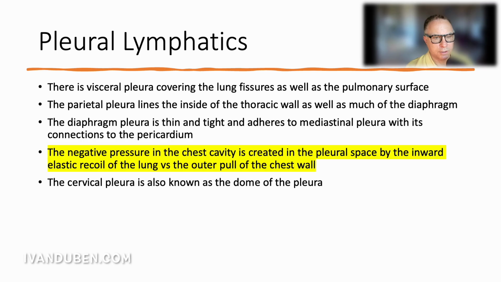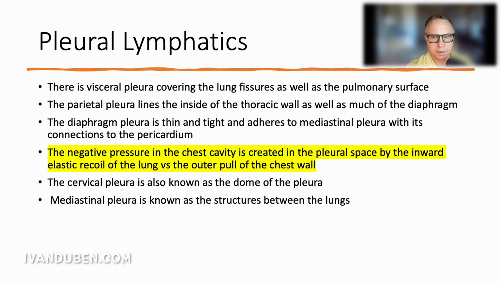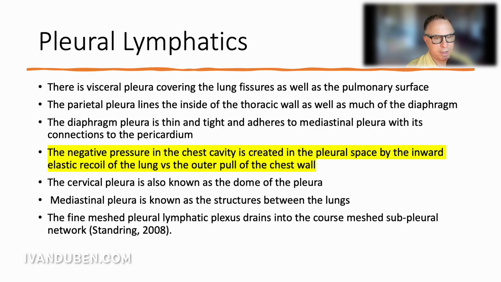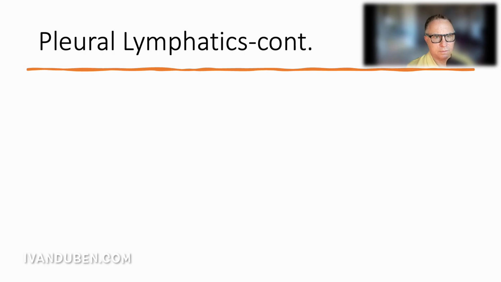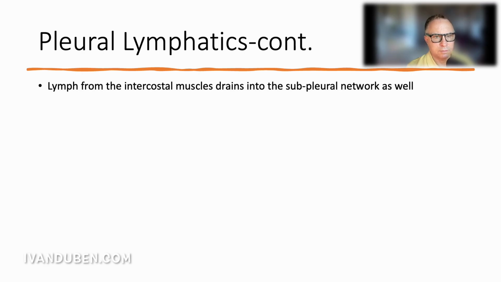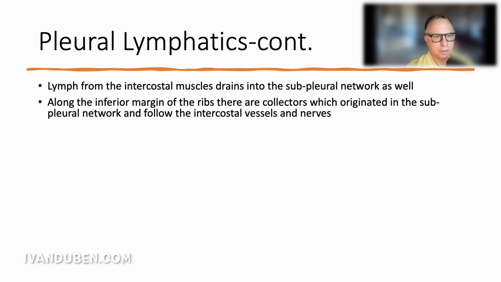The cervical pleura is also known as the dome of the pleura. Mediastinal pleura is known as the structures between the lungs. The fine meshed pleural lymphatic plexus drains into the coarse meshed subpleural network. Lymph from the intercostal muscles drains into the subpleural network as well. That's an example of the superficial lymph drainage going to a deeper pleural network.